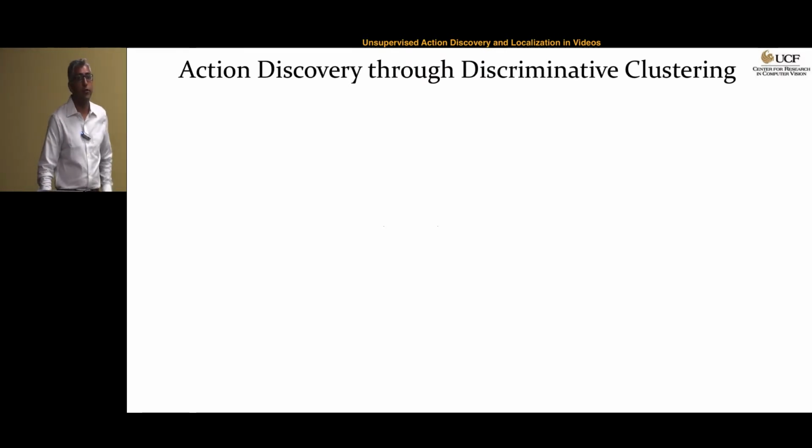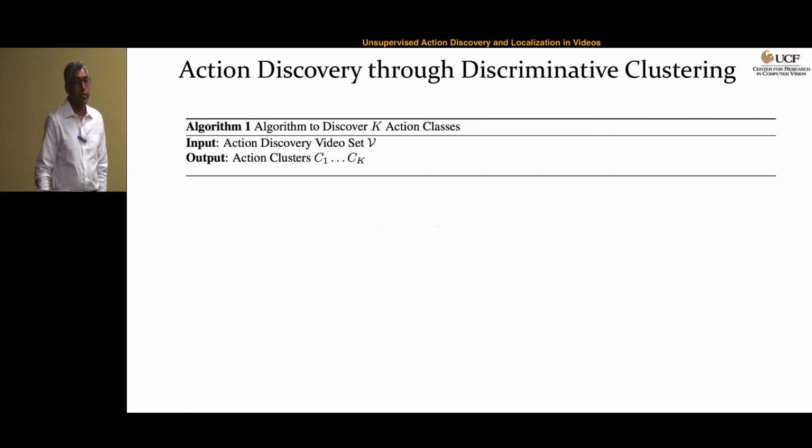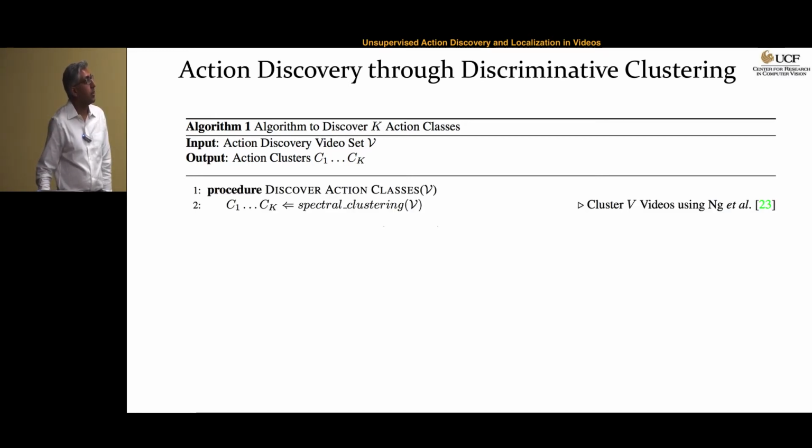So first, I would like to introduce the action discovery algorithm. It starts by having a video set, a training set, and we know the number of action classes that we want to cluster. So we start by computing low-level features for each video, and then we apply spectral clustering to get k clusters, assuming that each cluster belongs to a particular action class.